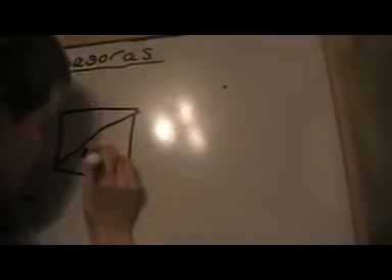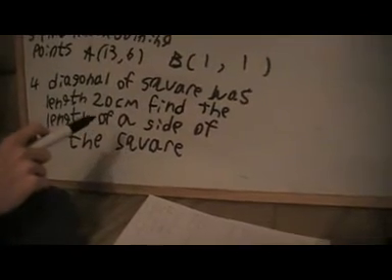Next problem is pretty challenging. We've got a square. Let's just draw this so you can see what's going on in the problem. And let's see what we're told. We're told that the length of the diagonal is 20 centimetres. So this here is 20 centimetres. And we'll have to find the length of a side of the square.